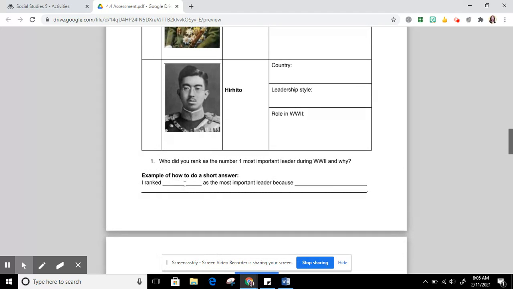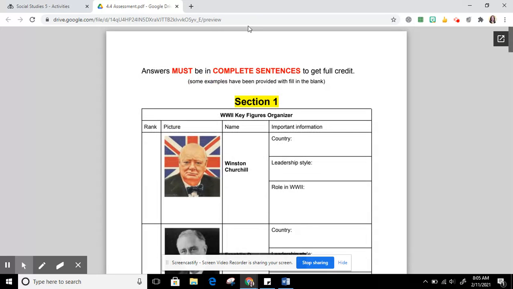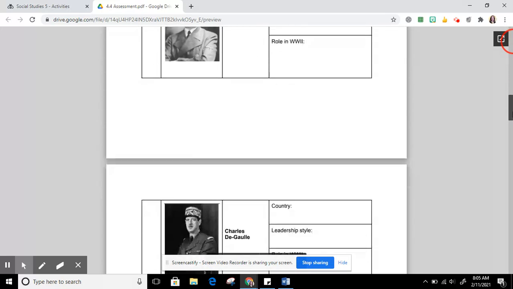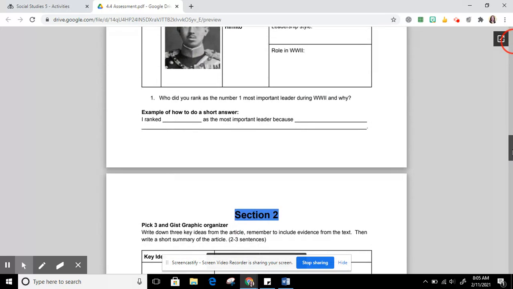Okay, and then for question 1, I have a fill in the blank because I want to show you how to answer short answer and complete sentences. If you go at the top here, it says answers must be in complete sentences to get full credit. Some examples have been provided with fill in the blanks so that you can see how to answer a short answer question. So number 1 is a fill in the blank.